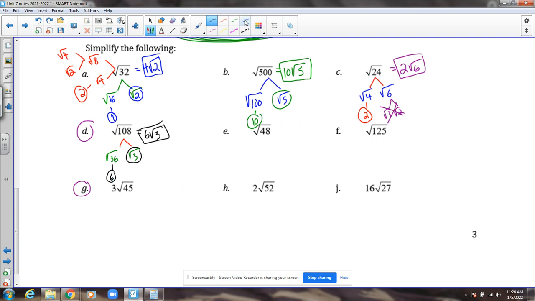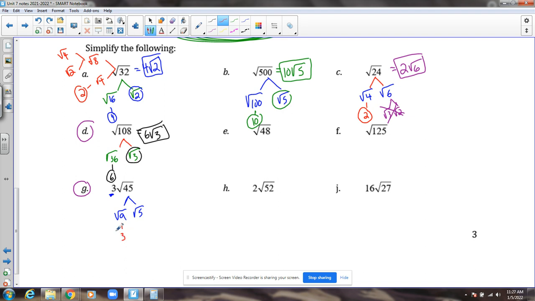Letter G. Let's just keep this 3. Let's hold our thoughts on this one for a second. We'll keep that out of the picture. Let's just worry about the 45 for a second. So 45. All right. 36 is too big. 25 is too big to fit in evenly. 16, that won't fit. But how about 9? I think 9 should work. So 9 times 5 is 45. So now we have our perfect square.